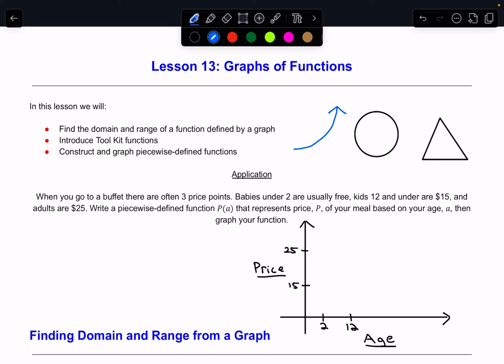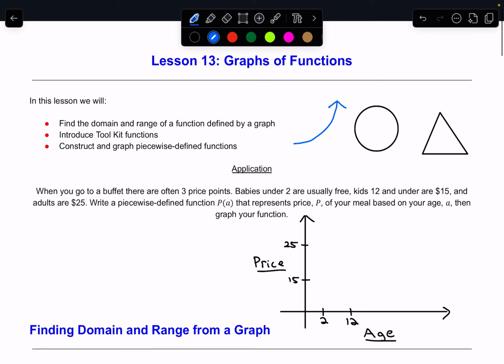We're going to talk about a little of domain and range and piecewise functions, but the main idea of this lesson is to get you to know the toolkit functions. All right, so that being said, the application we're going to do is going to deal with piecewise defined functions, which are functions that are multiple functions stitched together. And we're going to see what I mean by that in a few examples.